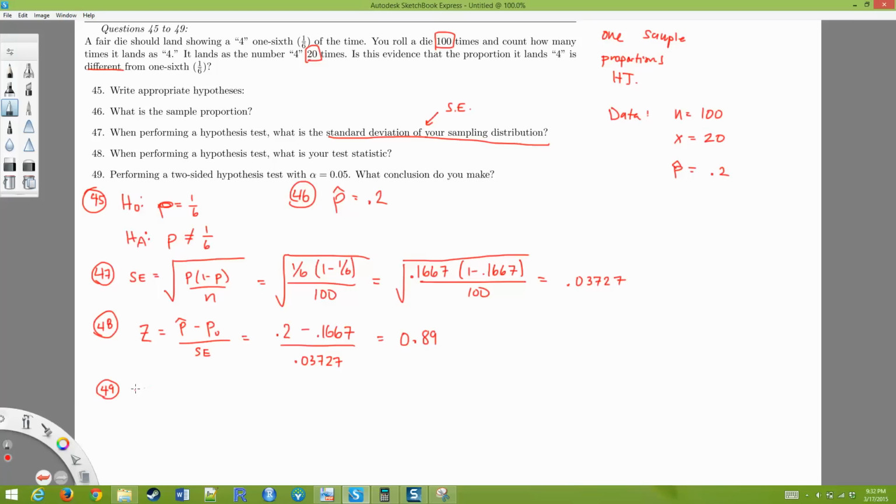The next thing I do, I go to my z-table and I look up 0.89. When we look this up, the area that I get is 0.8944. Is this my tail area? No, we know it's not because it's over 0.5. So my tail area is equal to 1 minus 0.8944, and so my tail area is 0.1056.